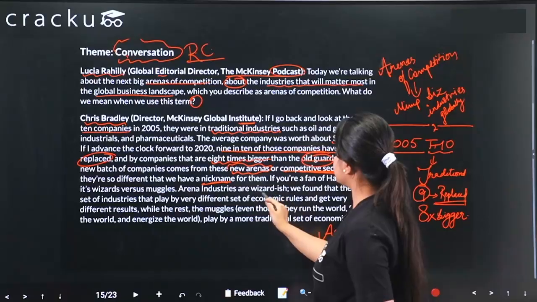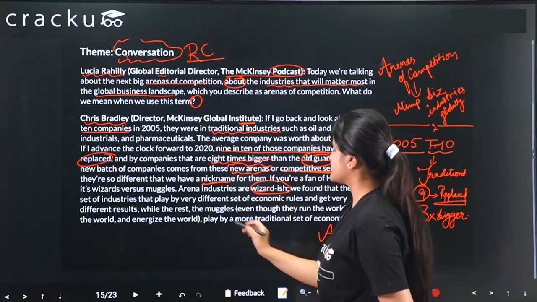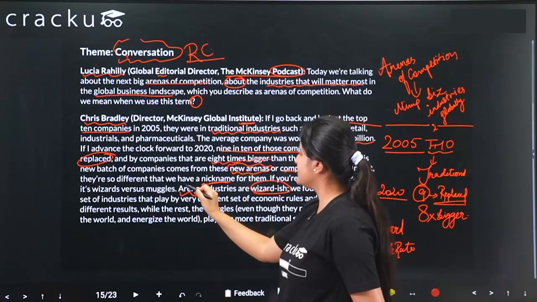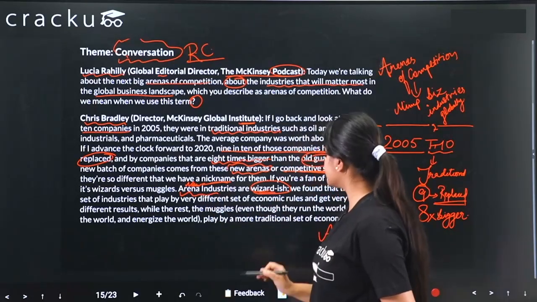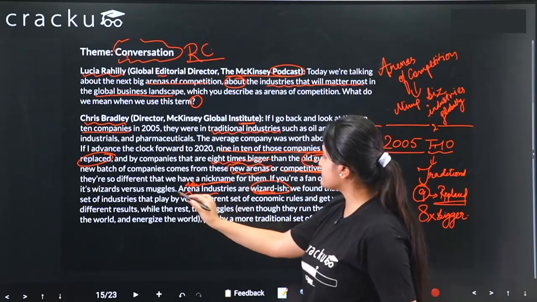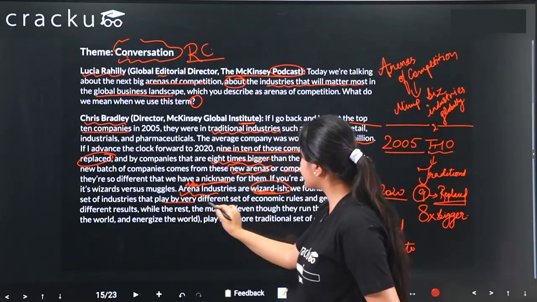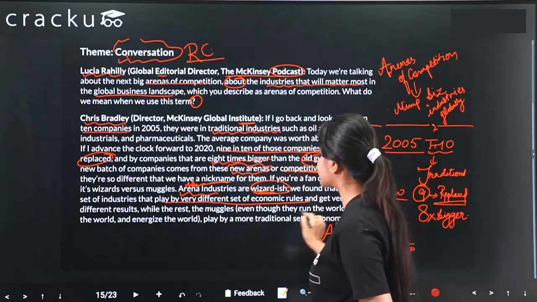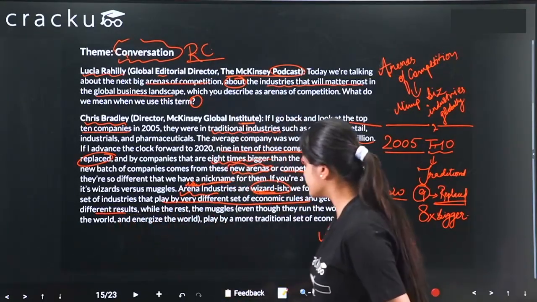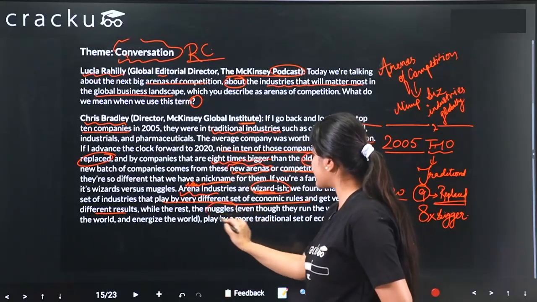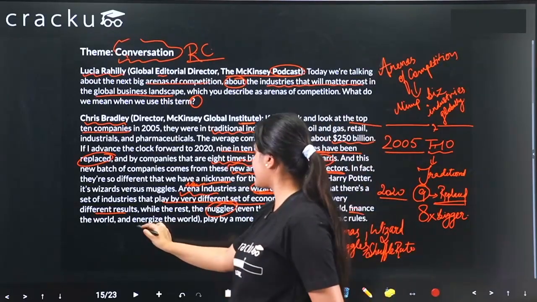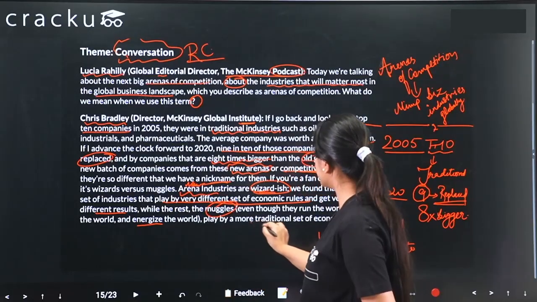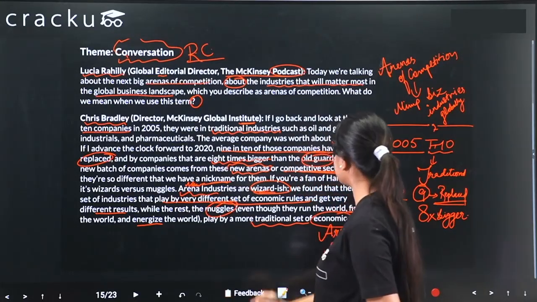Arena industries are wizardish. So arena industries are these new industries that are being referred to. They are wizardish. We found that there is a set of industries that play by a very different set of economic rules and get very different results, while the rest, the muggles, even though they run the world, finance the world and energize the world, play by a more traditional set of economic rules.